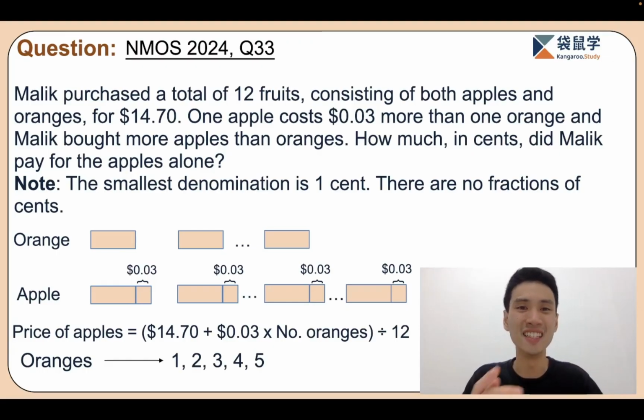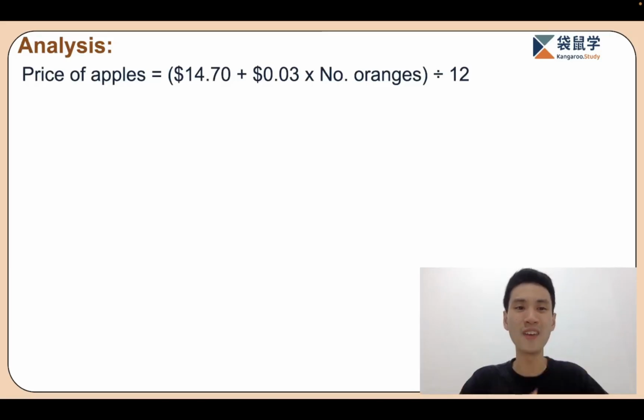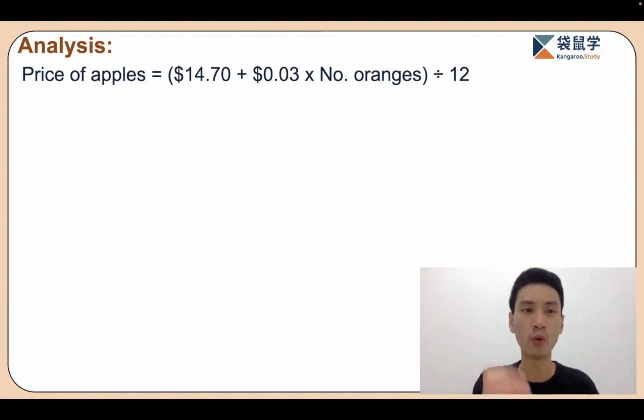But wait, there's an even faster way we can do this. How do we do it? Well, let's take a look. We'll erase the board over here and move the essential information to the top. So, we have already determined that this is the equation for the price of apples. Now, instead of determining directly the price of apples, what else can we do?